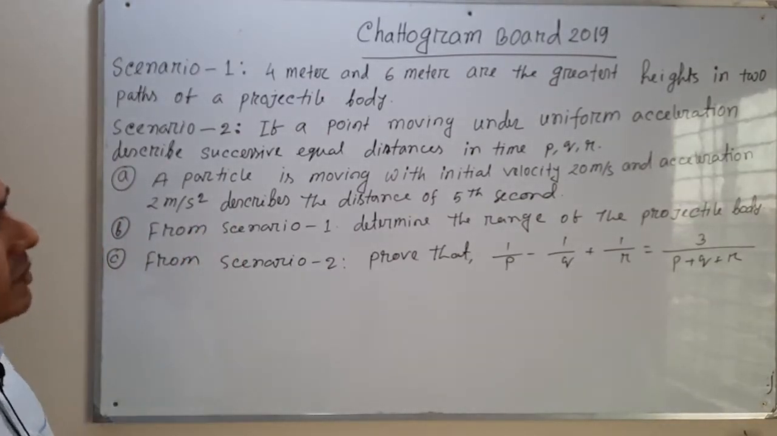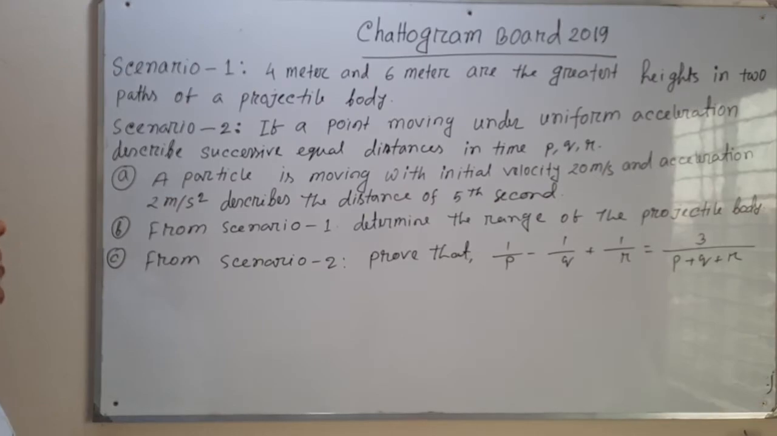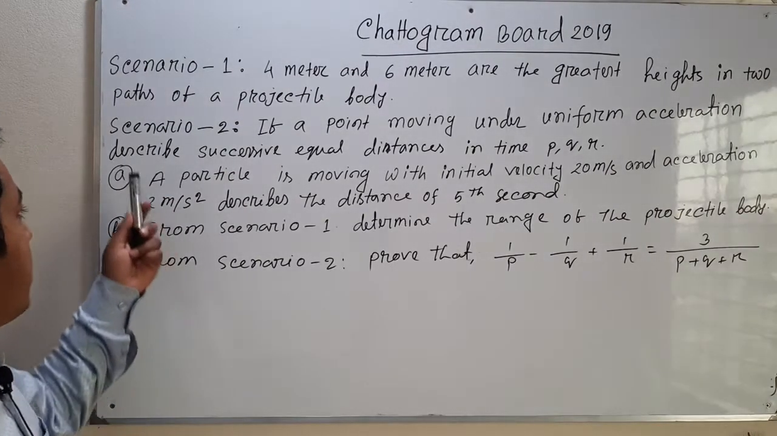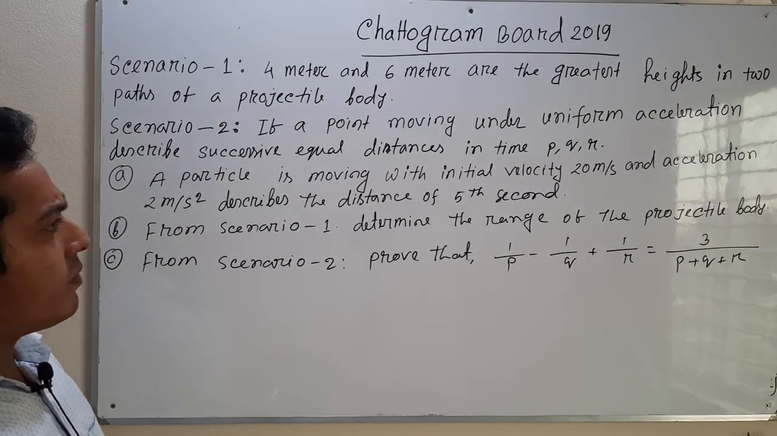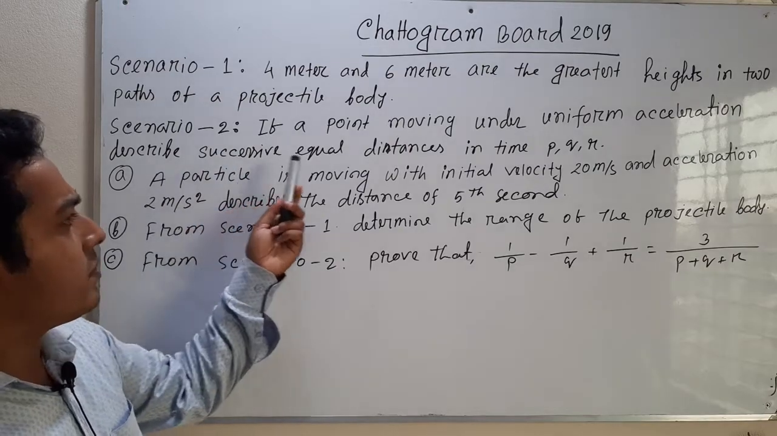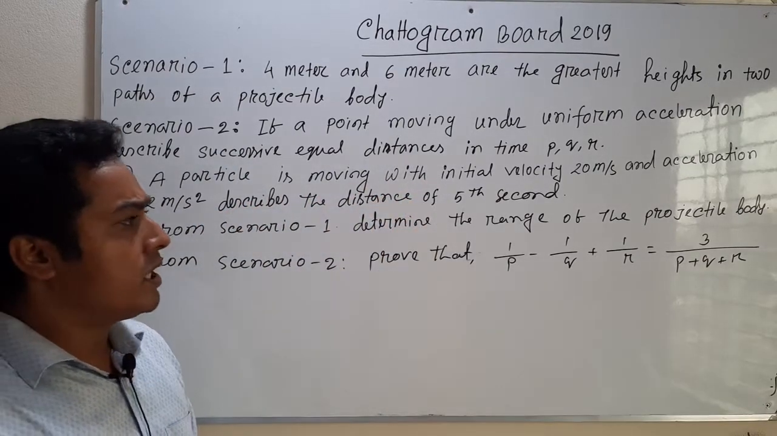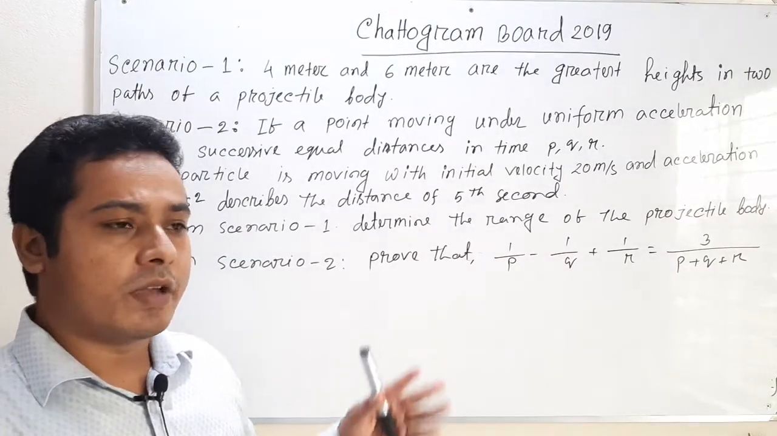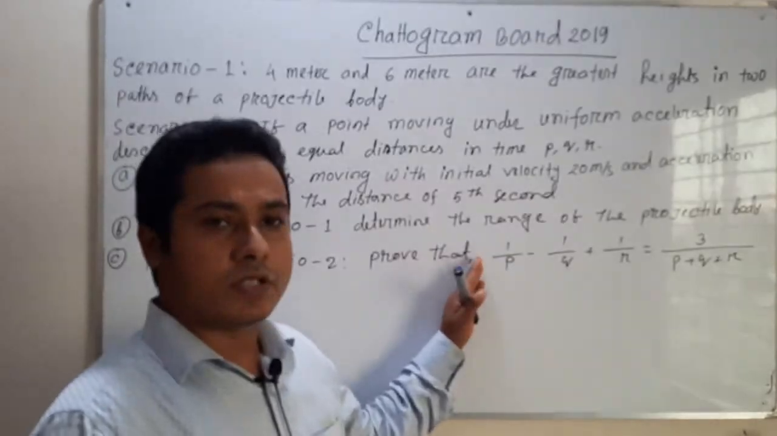Scenario 1: 4 meter and 6 meter are the greatest heights in the two paths of a projectile body. Scenario 2: if a point is moving under uniform acceleration, describe the successive equal distances in time PQR. These two pieces of information are given, and then we have to solve these three questions.